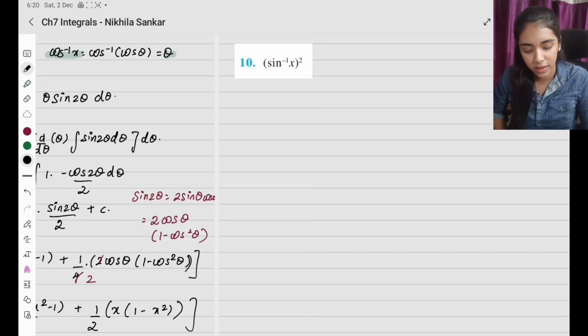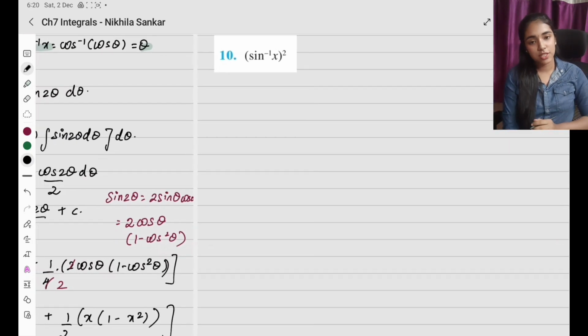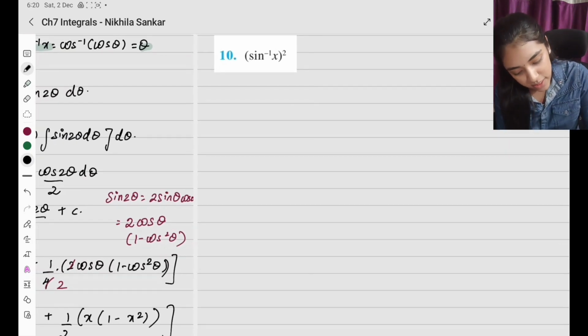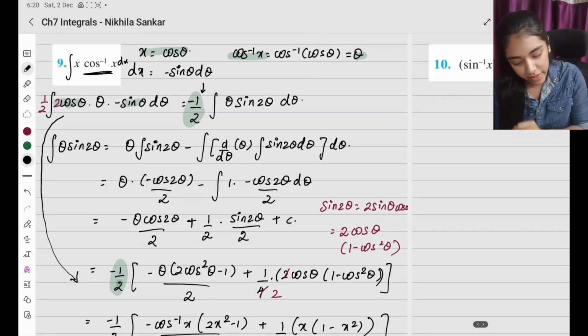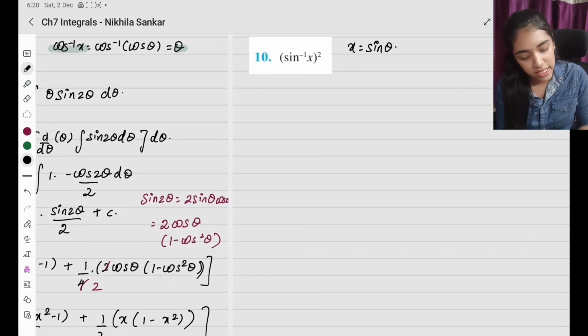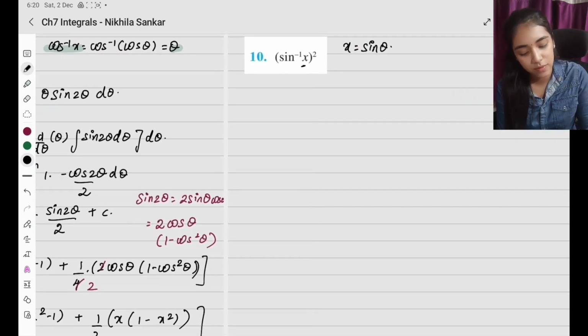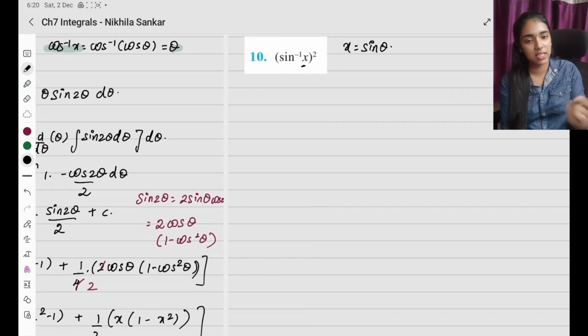Okay. Now, 10th question, I have sin inverse of x the whole square. So again, I'm going to make a substitution. x equals sin theta. How do you know whether to use sin theta or cos theta? I have cos inverse of x in the earlier one, so I substituted cos theta. Here I have sin inverse of x, so sin inverse of sin theta is going to give me theta. That is why I put sin theta.